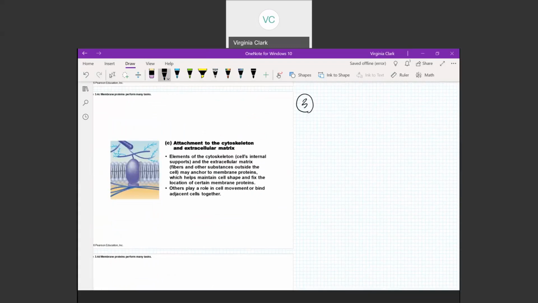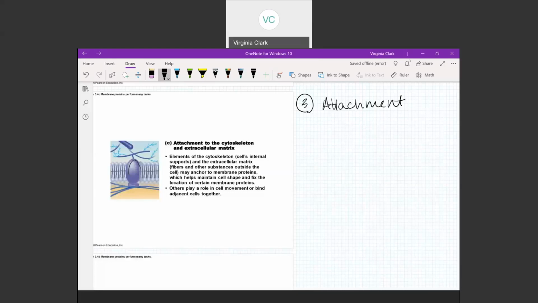The third thing is it's going to be an attachment. They are an anchor. So this guy right here spans the plasma membrane, and you can see he's got anchors on this side and he's got anchors on this side. So he will act as a cytoskeleton, and he will help anchor proteins and also other movements inside the cell. So he's an attachment. He's going to act as an anchor.